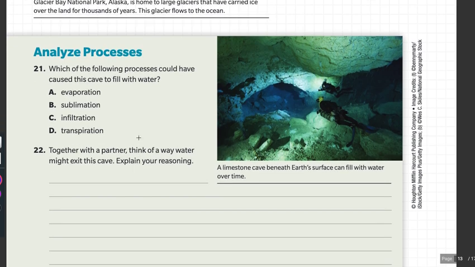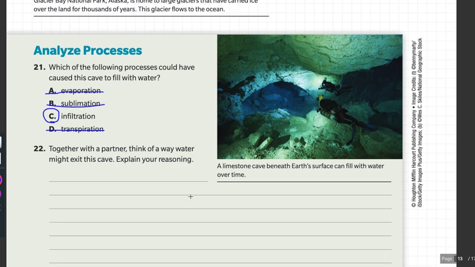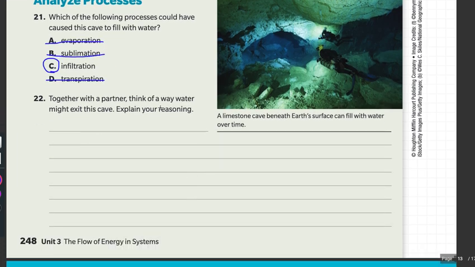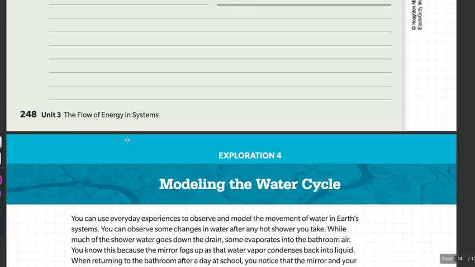Which of the following processes could have caused this cave to fill with water? That would be infiltration. Evaporation is water evaporating into the atmosphere, so it can't be that. Sublimation is solid ice evaporating into the atmosphere, so that's not it. Transpiration, right, that was the word for evaporation with plants, so that's not happening. Infiltration is rainwater soaking into the ground, so that's how you might end up with a cave. And then you can think of ways that water could exit this cave on your own.